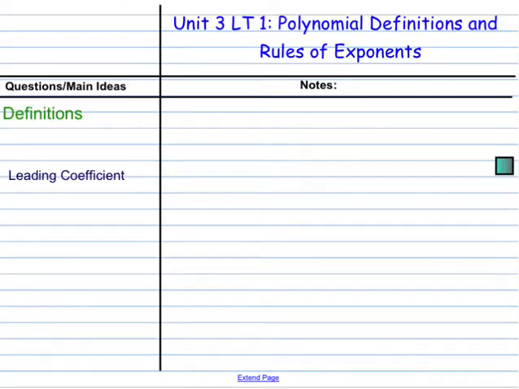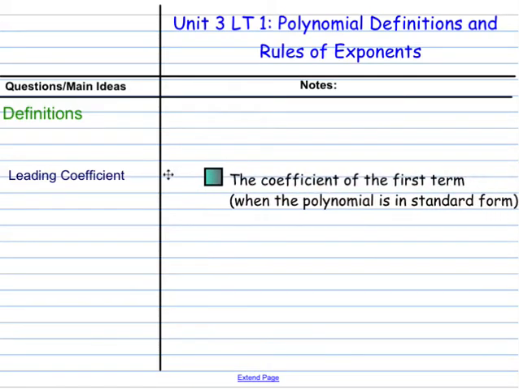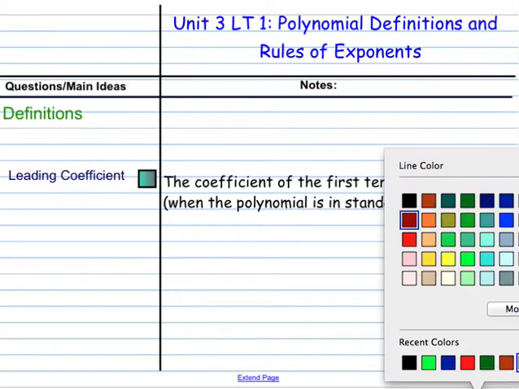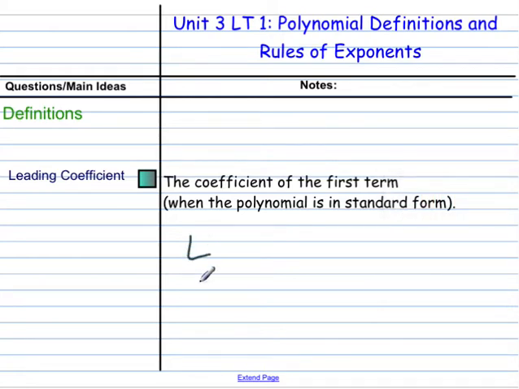Okay, let's take a look at the leading coefficient. The leading coefficient is the coefficient of the first term when the polynomial is written in standard form. So in order for that to be true, we'd have to write it in standard form first. So let's just take a polynomial that's written in standard form to start off with. So we have 4x squared minus 3x plus 2.